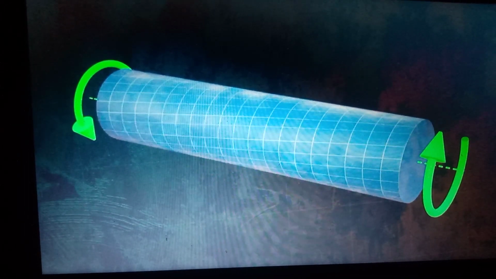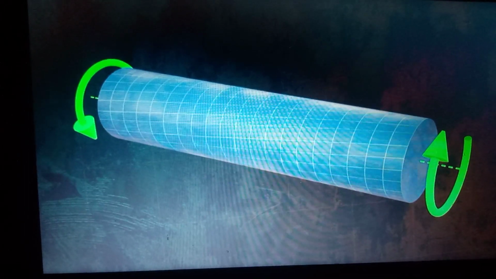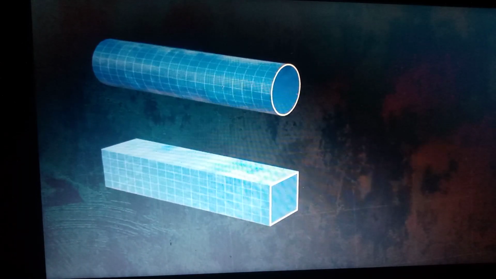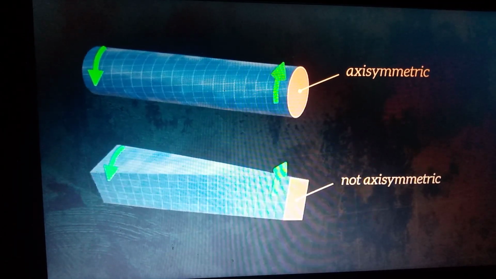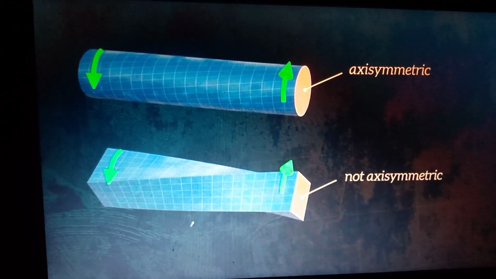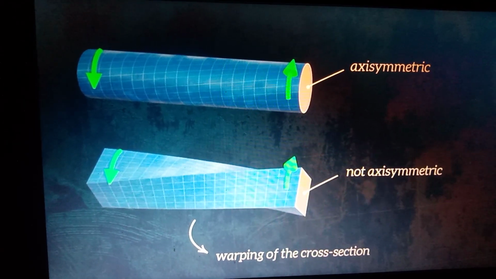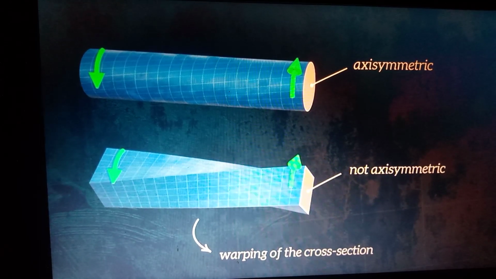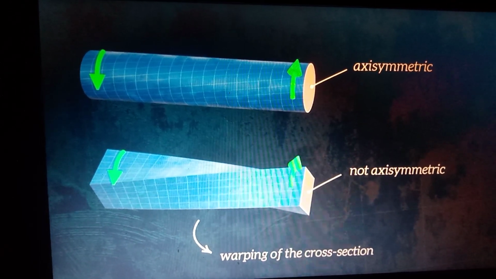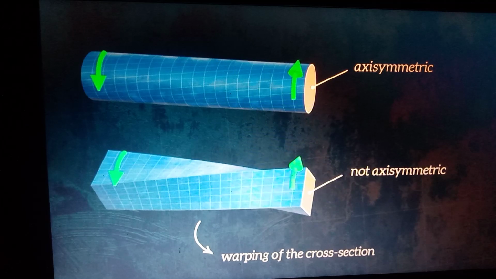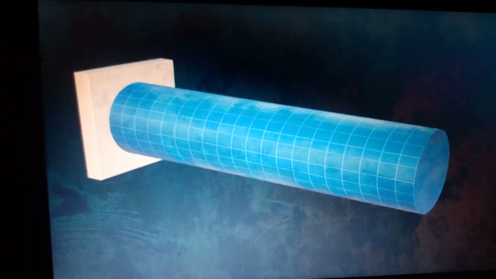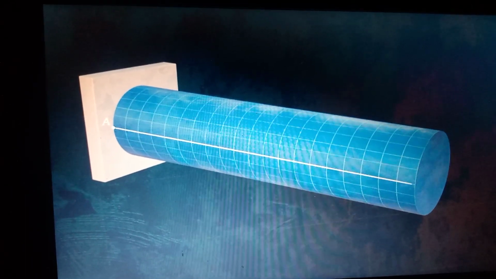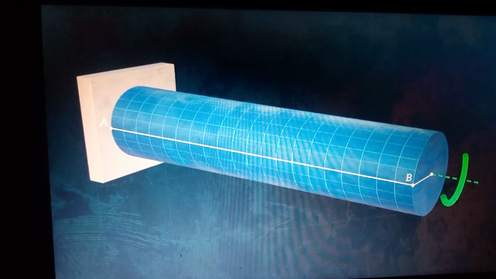This is only true because the cross-section of the bar is axis symmetric. A bar with a rectangular cross-section is not axis symmetric, and so torsion results in warping of the bar cross-sections. This warping is complex, so in this video, we will keep things simple and only consider torsion as it relates to circular bars. Let's fix our bar at one end, and track how a line between point A and point B deforms as we apply a torque to the other end.